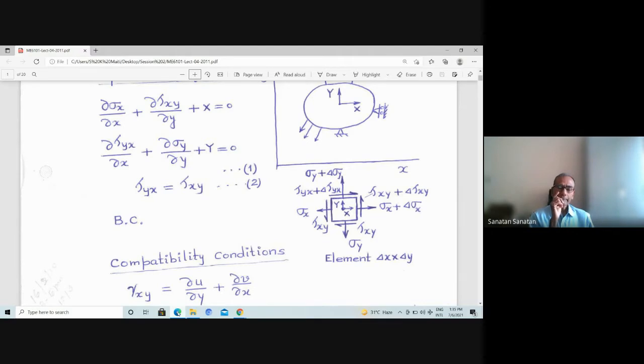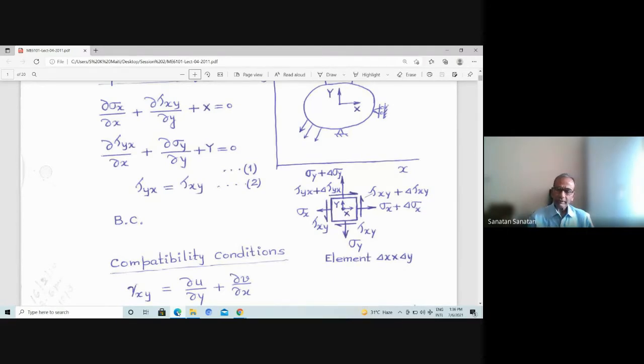By similar considerations, you can take up the forces acting in the y direction. All the forces like sigma y plus delta sigma y at the top face, and shear stresses tau xy plus delta tau xy, and on the left face tau xy. If you take the sum total of the forces and make it equal to 0, this gives you the equation in the second line: delta tau yx over delta x plus delta sigma y over delta y plus capital Y equal to 0.